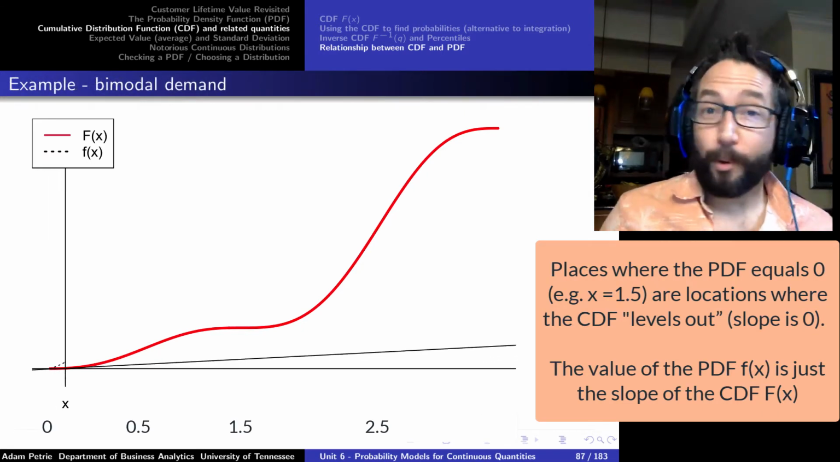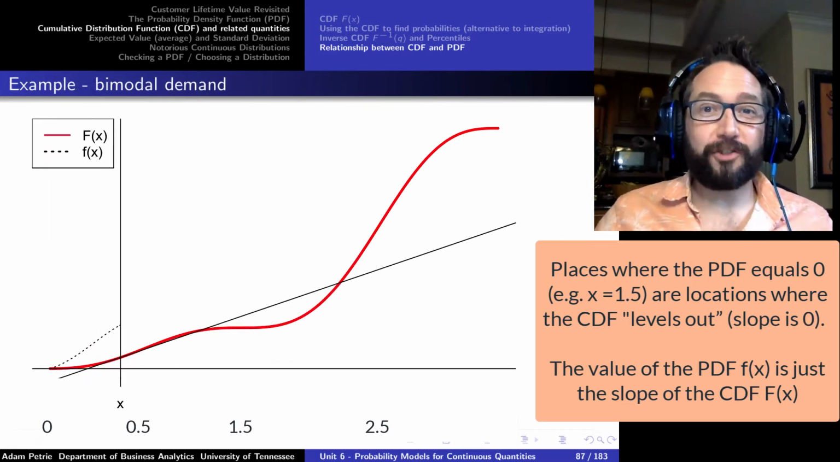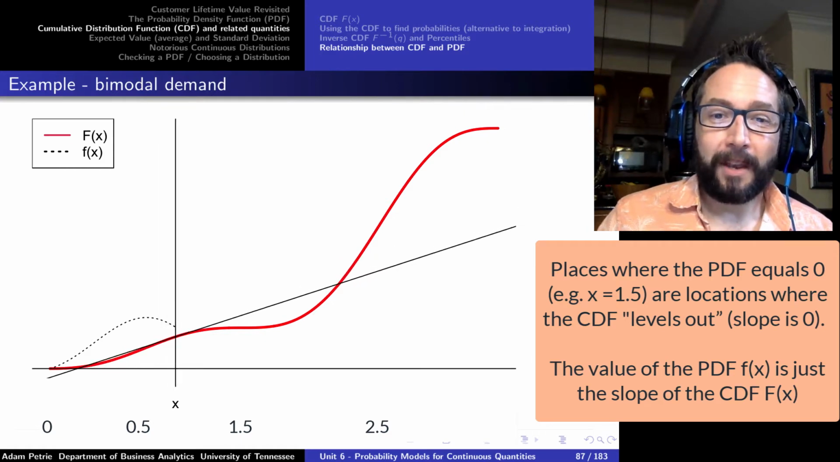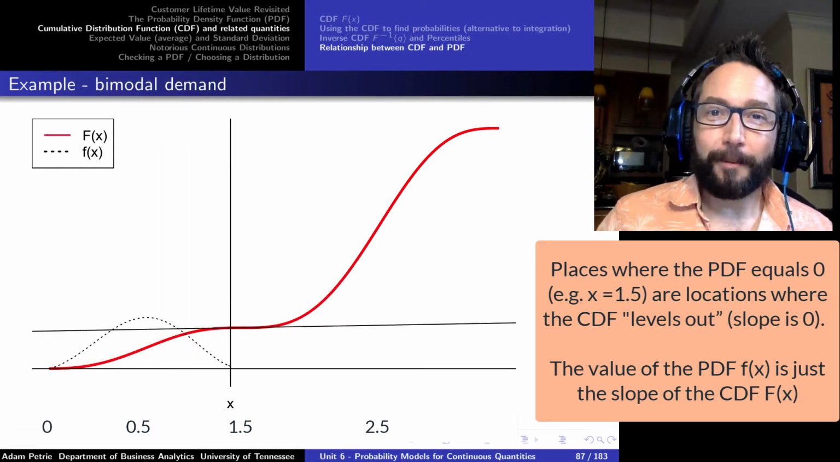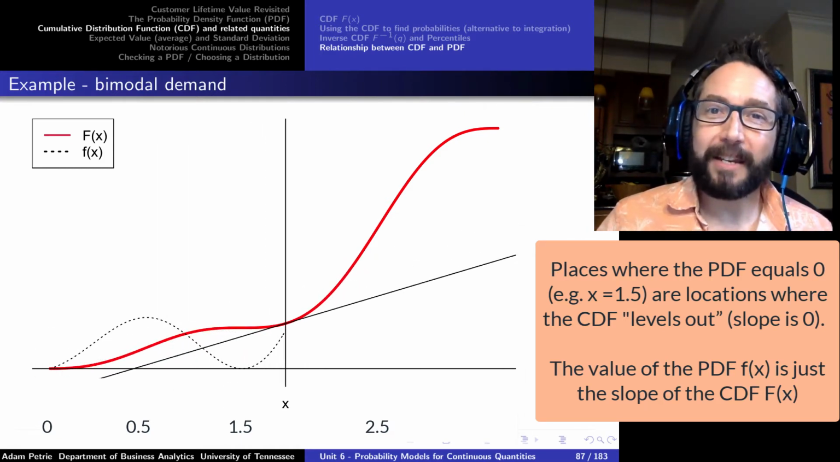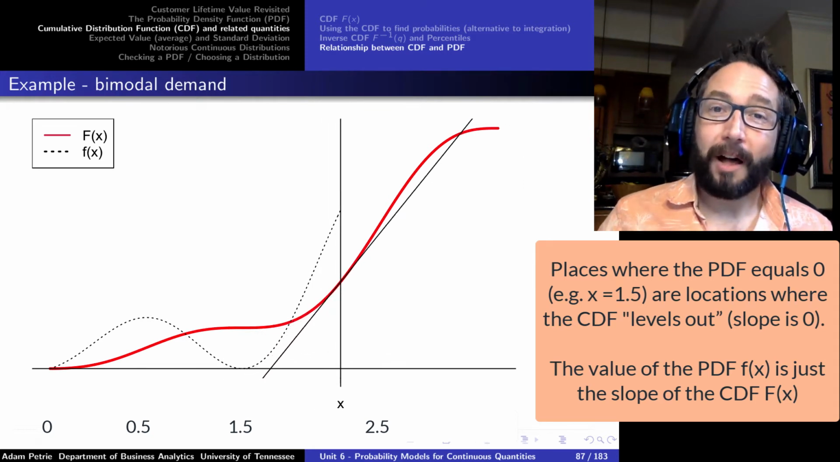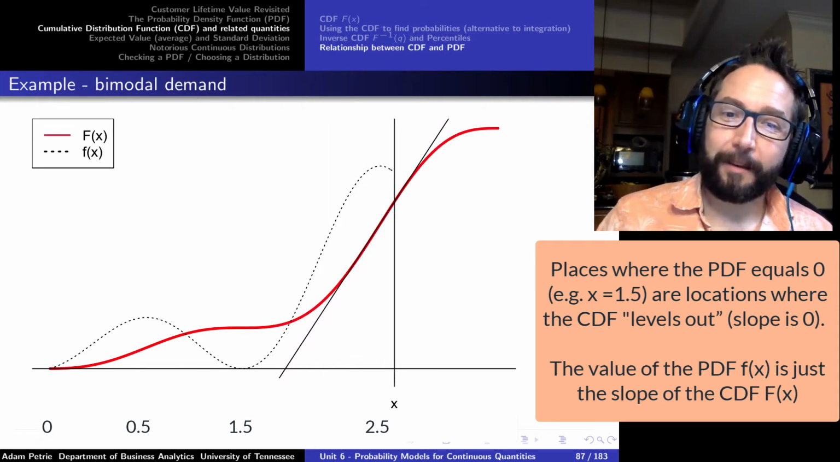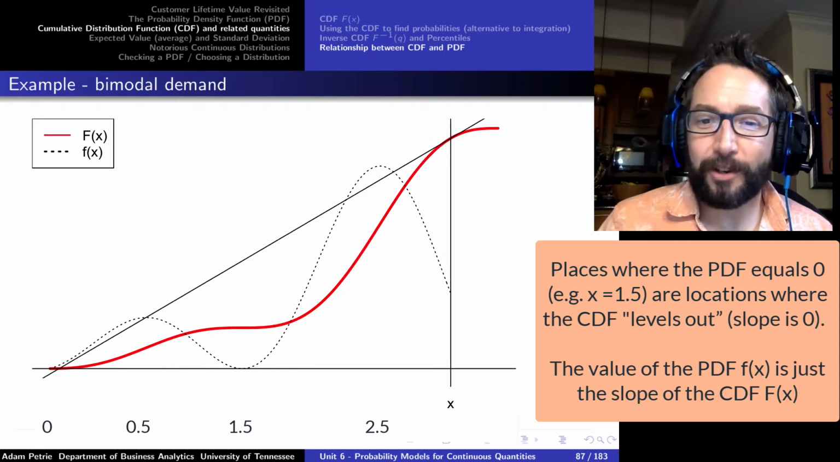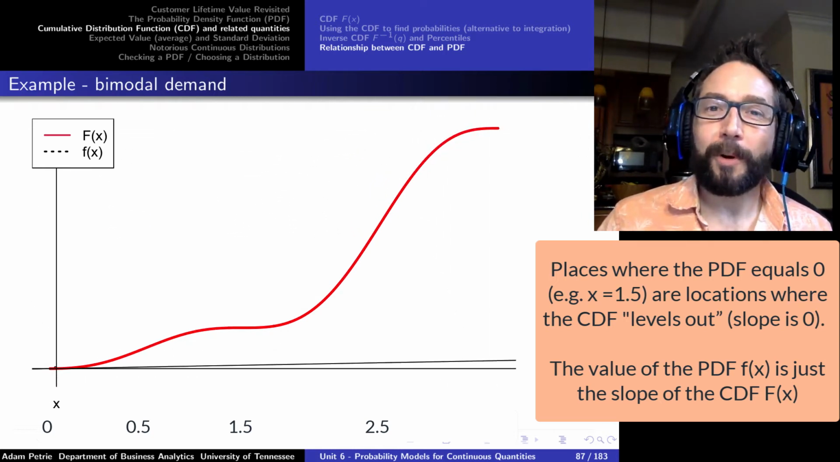So for our bimodal demand example, this kind of shines through loud and clear. In our bimodal demand example, we have the formula for the PDF, the probability density function, plotted in black. We have that peak that's close to 0.5 or so. We have another peak that's close to 2.5 or so.